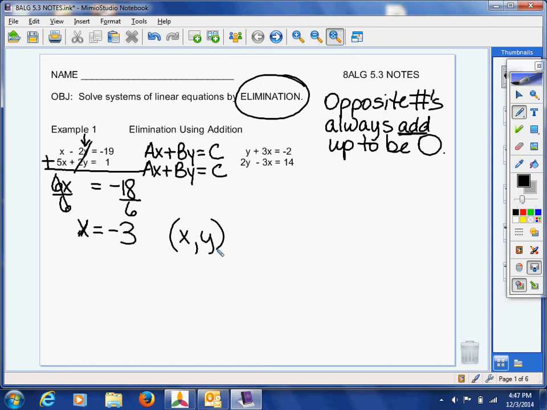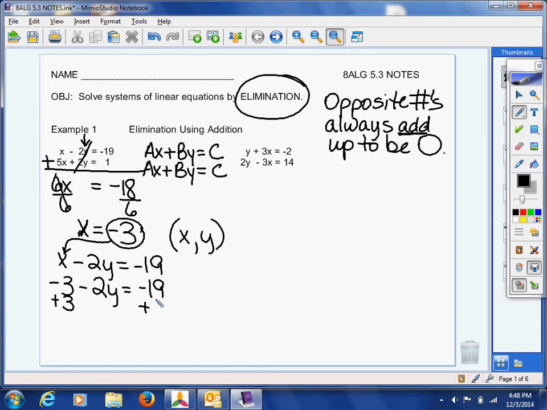So what we need to do is go back to one of the two original problems. It doesn't matter which one. I like the top one, so let's do x minus 2y equals negative 19. Now we're going to take that negative 3 and plug it in for the x. So now we've got negative 3 minus 2y equals negative 19. This is a two-step equation, so the first thing you need to do is move the negative 3 over to the other side.